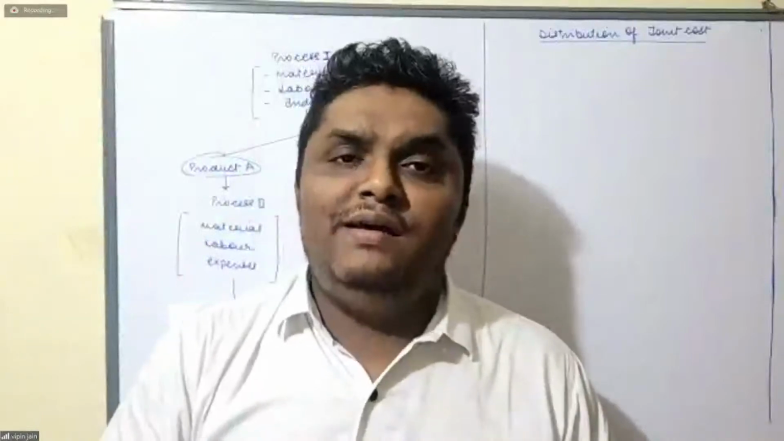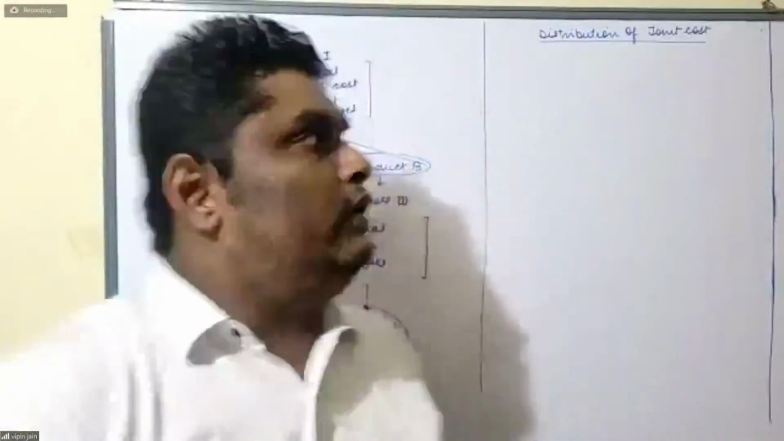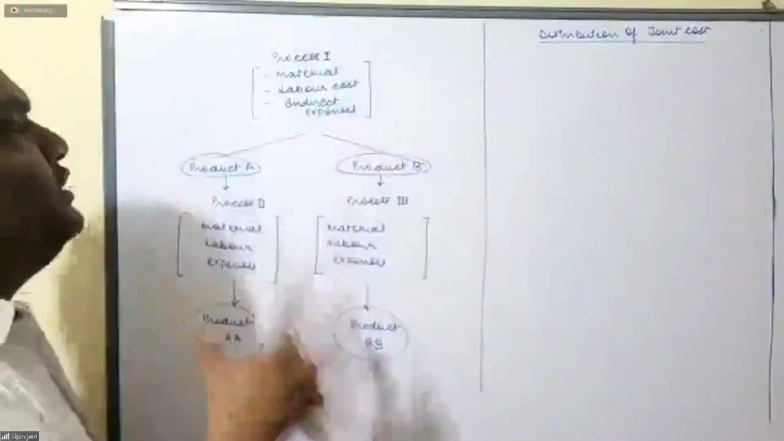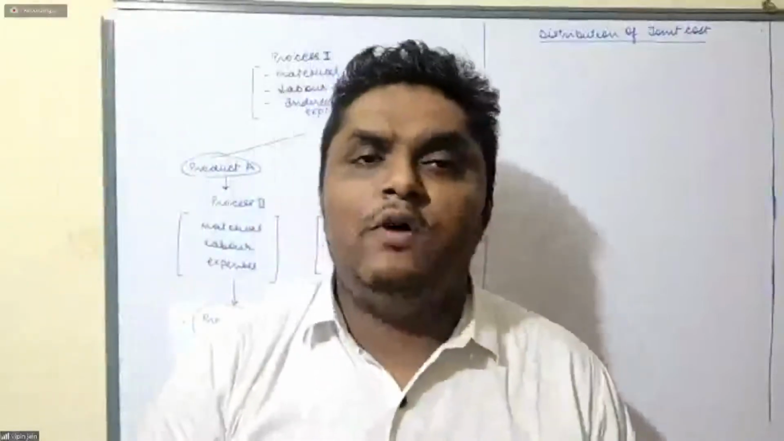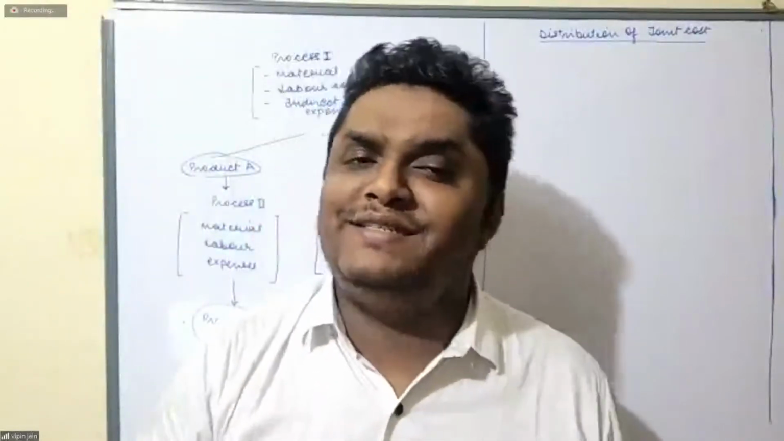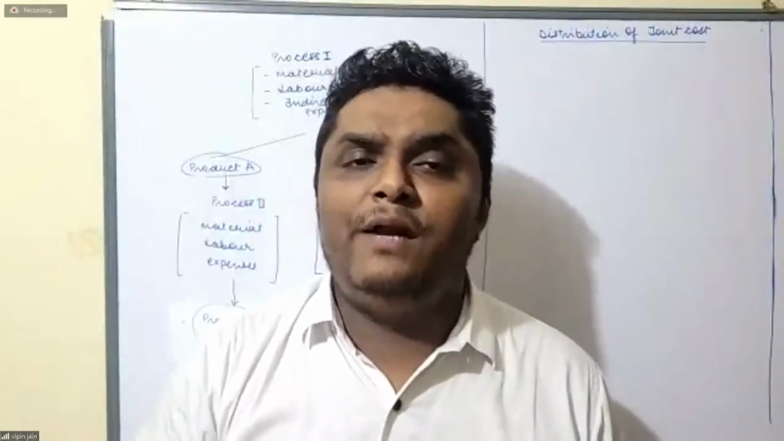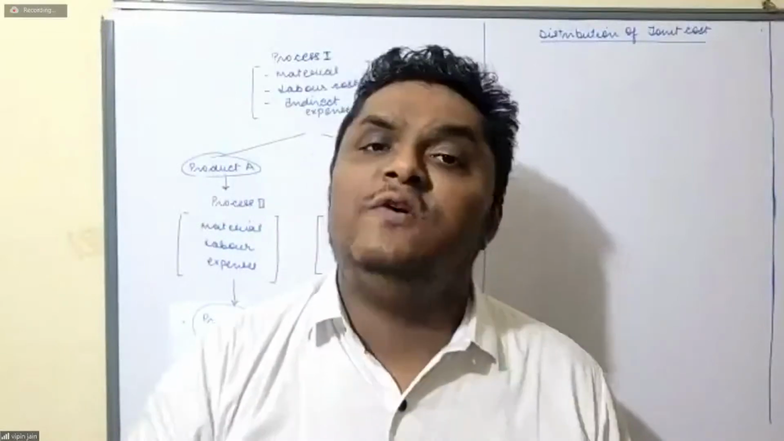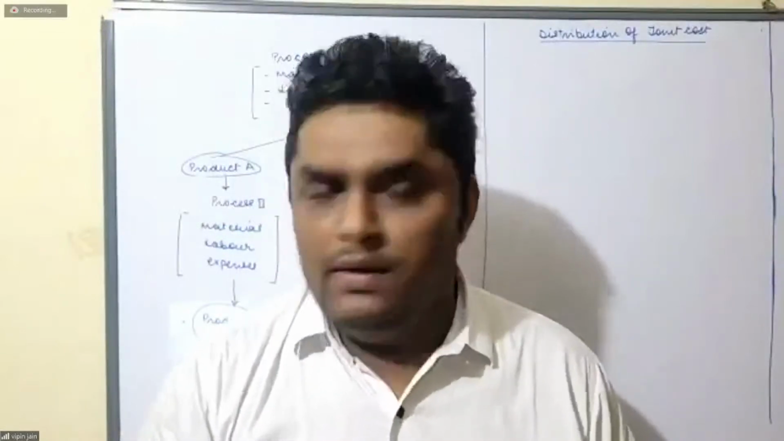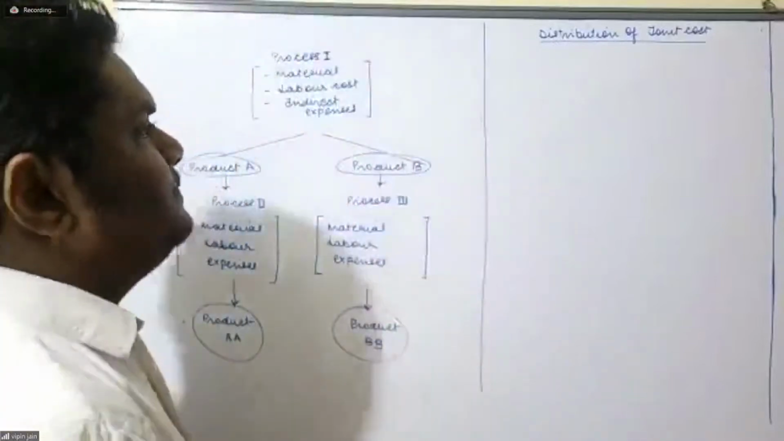So let's start with the distribution of joint cost. That is how to distribute the cost that is of process first among two products, that is product A and product B, to calculate the total cost of product AA and BB. So let's start, guys.